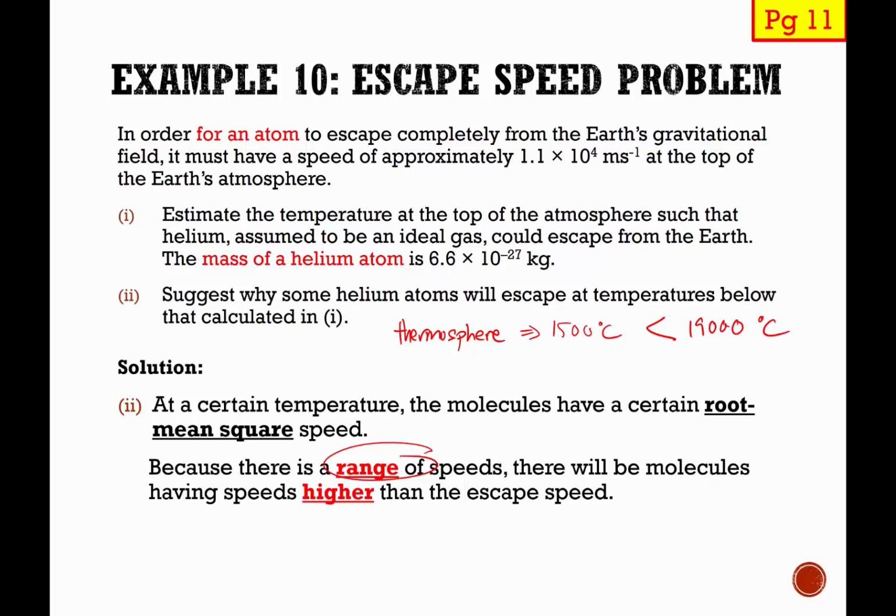The idea is really similar to evaporation, where a pool of water on the floor is definitely at a temperature far below the boiling point. But there are still a few molecules having enough KE to overcome the intermolecular attractive forces and evaporate. So this is the reason why even at a temperature lower than the value calculated in part 1, some helium atoms can still escape, because some extreme helium atoms have speeds higher than the escape speed, and therefore they can escape.